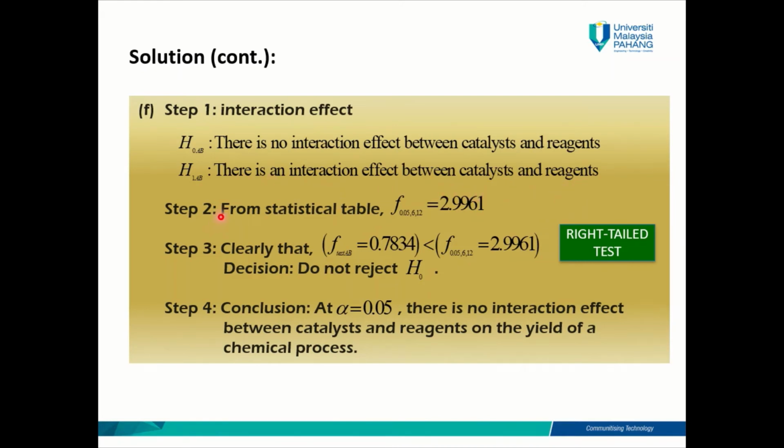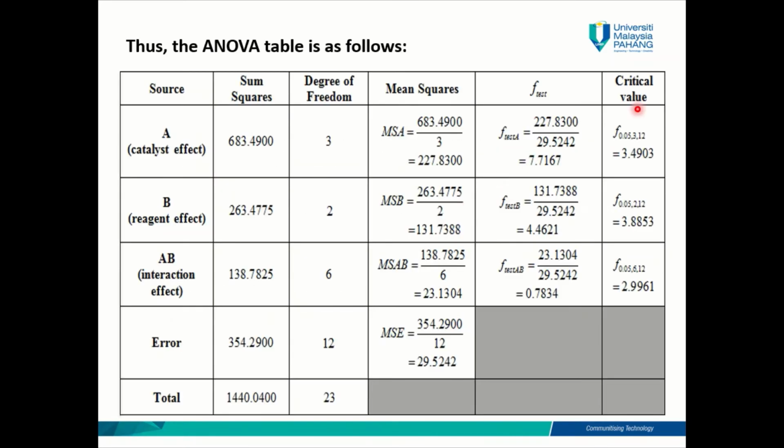Step 2, you need to go and get the correct critical value from the table. From which table? You already established this critical value in your two-way ANOVA table just now. So let's look at the two-way ANOVA table. See critical value, there are 3. So which one to choose from? You choose the third row. Class, the third row in this two-way ANOVA table is for interaction effect. So you will use F test AB and F critical value here for your interaction effect hypothesis testing.